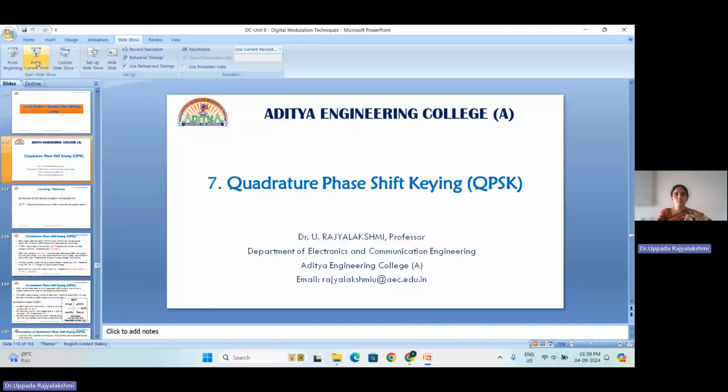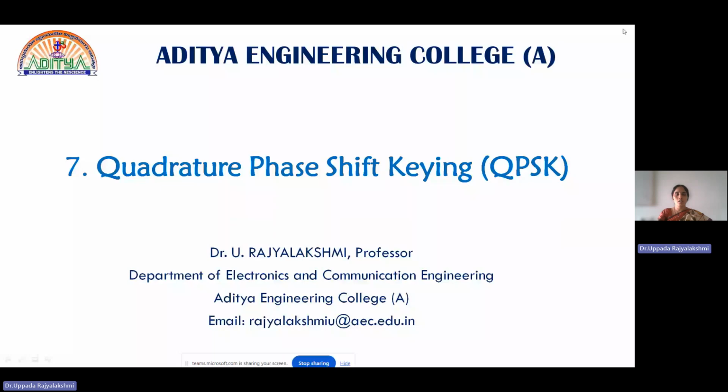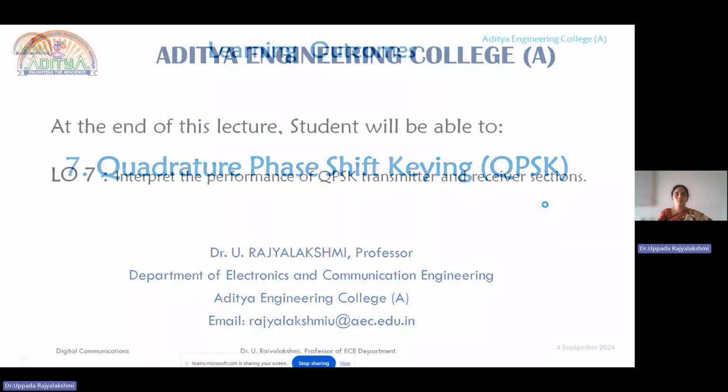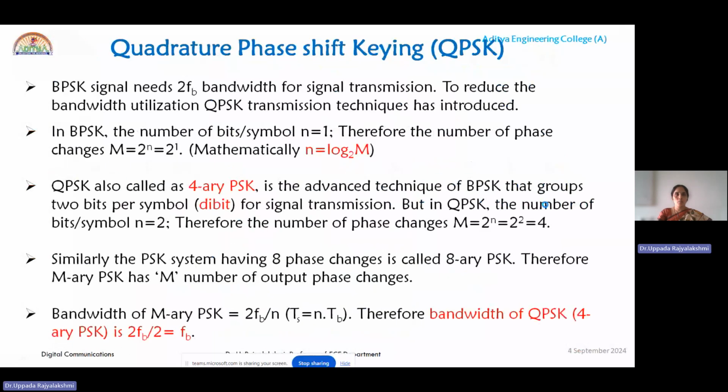Hello everyone. In this module, we will discuss the concept of quadrature phase shift keying. In the earlier modules, we have completed binary phase shift keying. In binary phase shift keying, we know that only one bit is grouped per symbol. So the number of phase changes in binary phase shift keying is 2 power 1, because it has only one bit per symbol. So you will have two phase changes. We discussed the two phase changes as 0 and pi.